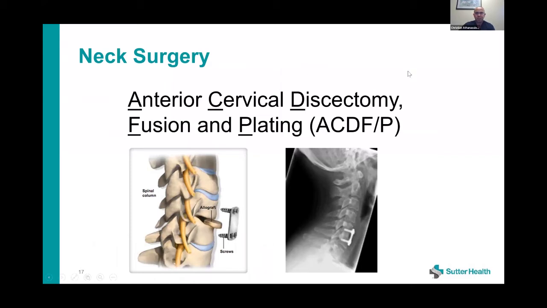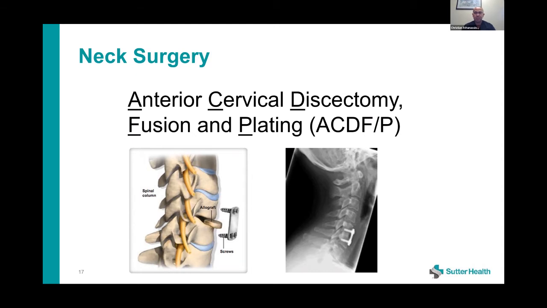So first of all, if we just start from the neck, the cervical spine, a very common procedure is an anterior cervical discectomy and fusion with plating, which is the standard now. Basically what happens is from the front of the neck, we go in and we open up the space. We take out that compressed disc that might be pushing on the spinal cord or the nerve root, and we place a spacer in there to align the patient and restore that height.